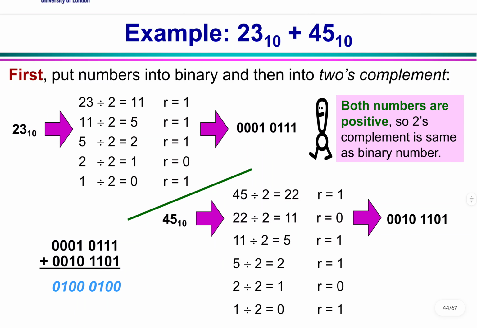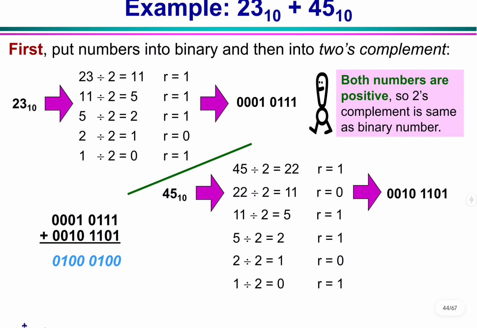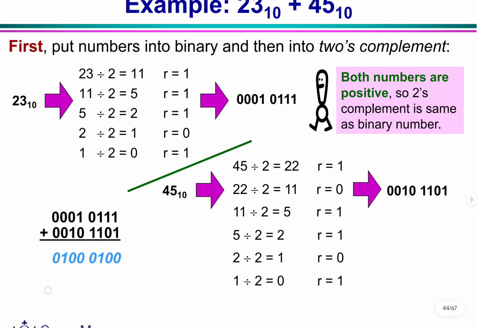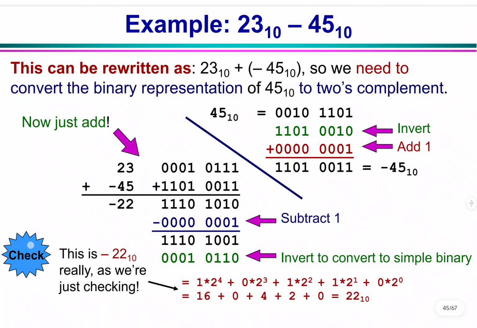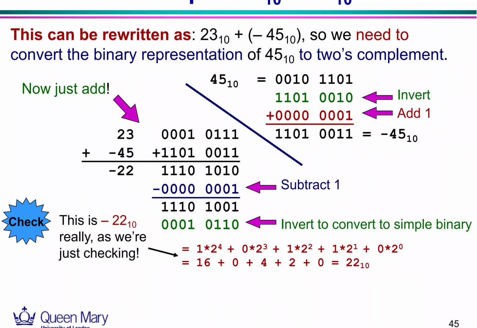In the case of working with small numbers, it's easy if both numbers are positive. Then what about minus 1? We invert the bits, and this is just simple binary really.